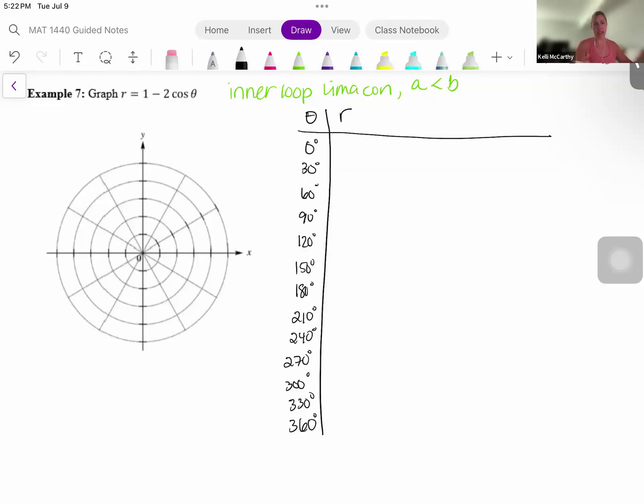All right, so let's start plugging in our angles for theta. So theta is 0 degrees. That's 1 minus 2 times cosine of 0 degrees, or 1 minus 2 times 1, which is -1. So I'm going to go to 0, 1, and then I'm going to reflect about the origin, putting my first point over here.